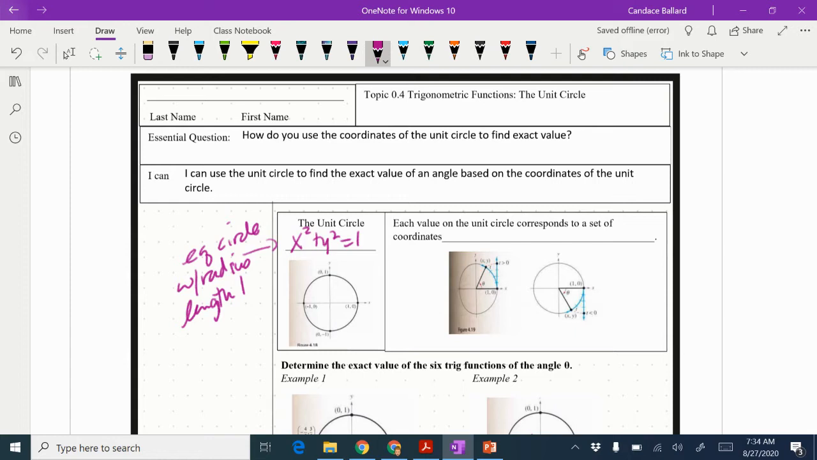Each value on the unit circle corresponds to a set of coordinates, which are listed as x comma y. But in our case for trig, the x corresponds to the cosine and the y corresponds to the sine. It could be sine x, but in this case it says sine theta, so let's switch that to thetas. Cosine theta, sine theta. You can see a couple of pictures. It doesn't matter if the angle is positive, or if it's going down, clockwise, and negative. Everywhere still has a set of coordinates that we're going to work with.